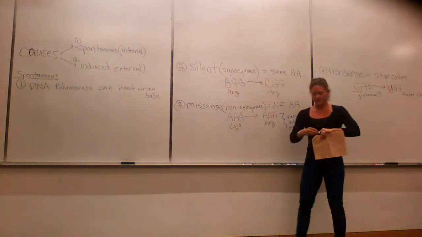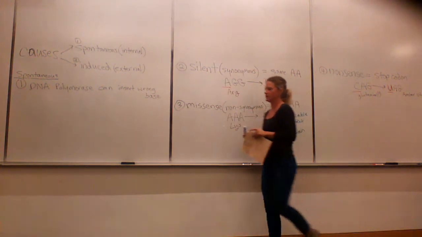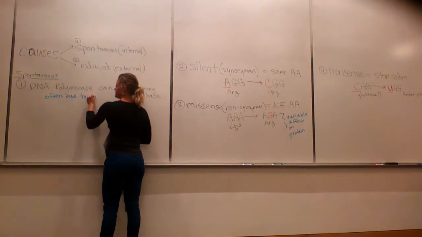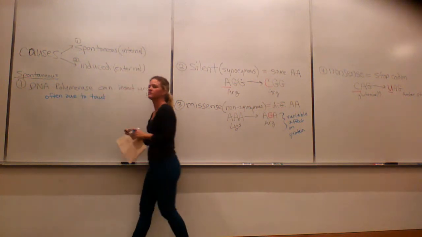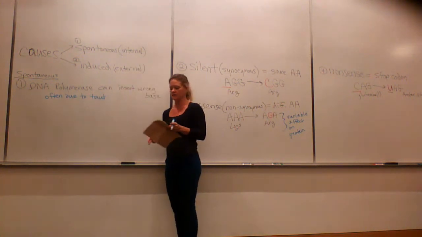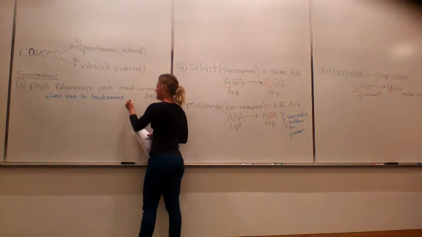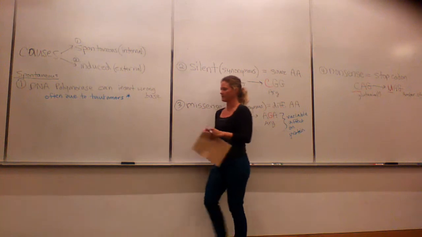And it's often because of something called tautomers that we'll come back to. These are variations on the chemical variants of the regular bases that exist in our cells. So you can kind of star that, like, yeah, I'll come back to this.